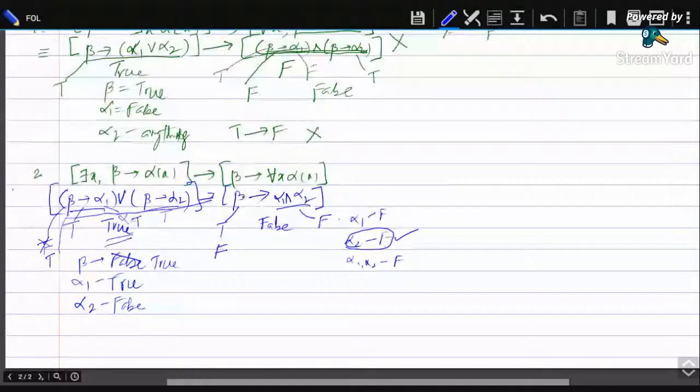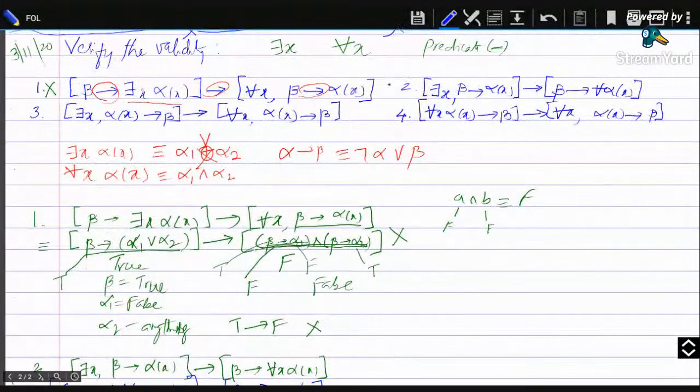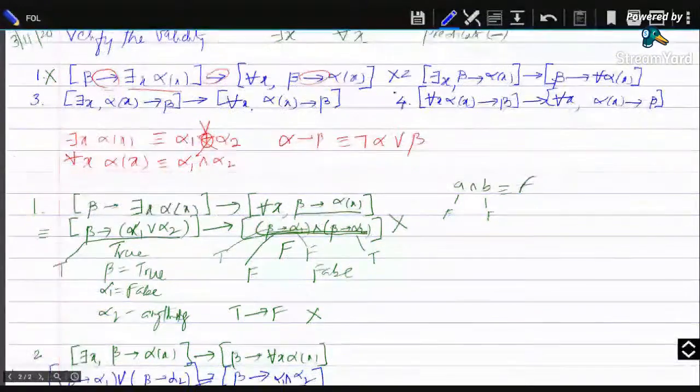Beta is true, alpha 1 is true, alpha 2 is false. With this, true and false is false. So true implies false is false. True implies true is true. True or anything is true. So left hand side is true. Right hand side is false. So left hand side is true, right hand side is false, and hence the implies fails. Therefore, I can conclude that this also is not a right one.